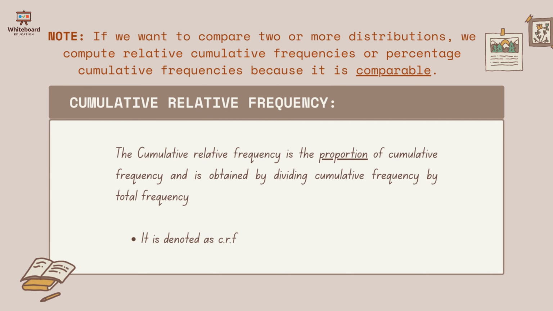Note: if we want to compare two or more distributions, we compute relative cumulative frequencies or percentage cumulative frequencies because they are comparable. Let's look at an example.